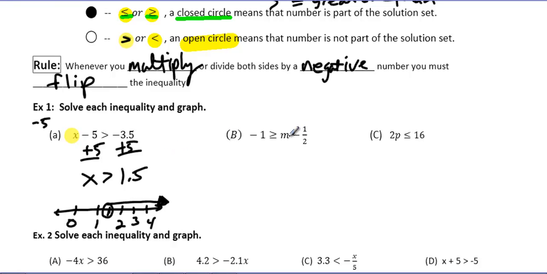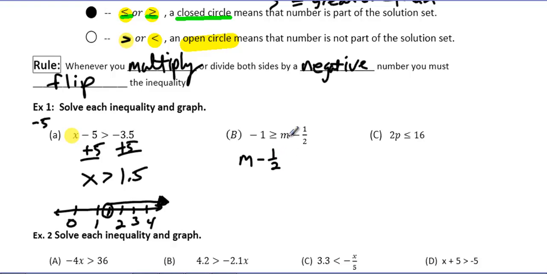Let's take a look at B. Back when we did equations, we made a very strong point to not try to rewrite anything. But it's important to understand that in this type of problem, when we rewrite it, we have to rewrite it the right way. We always want our variable to the left. So either at the beginning or the end of the problem, I'm going to rewrite the problem so that the variable's to the left. I'm going to do this one at the beginning.